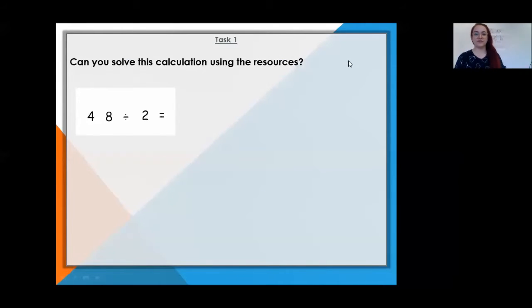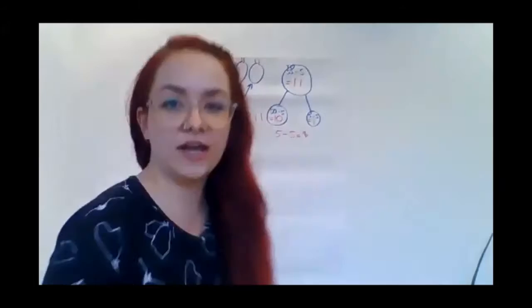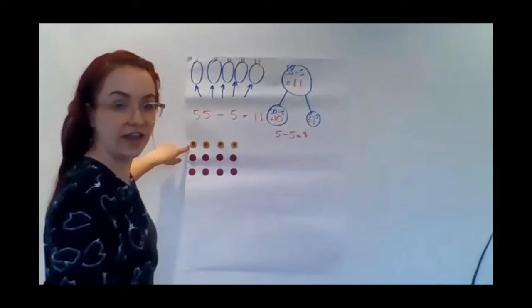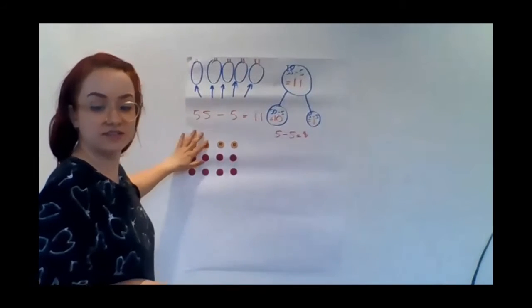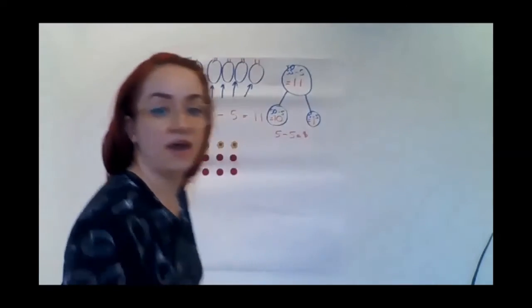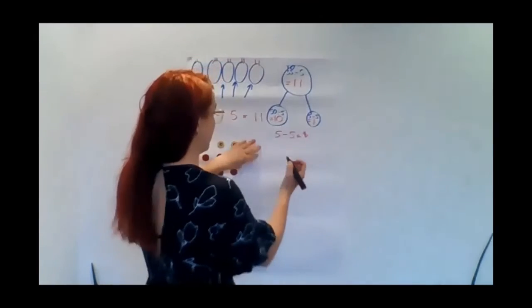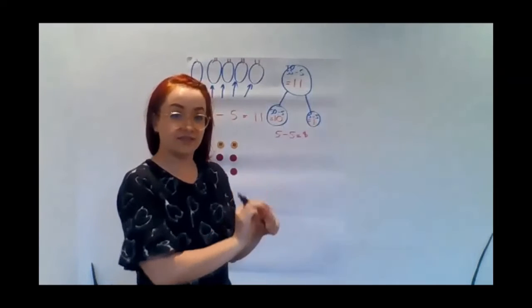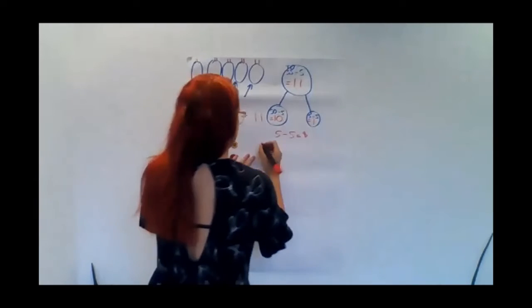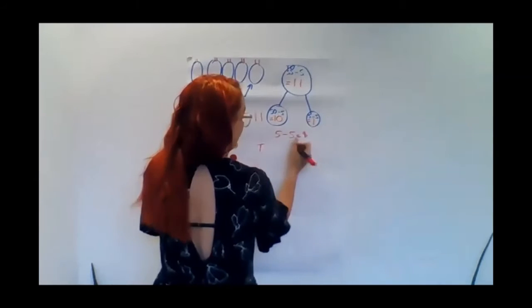Okay, for this one it says, can you solve this calculation using the resources? So behind me, I've already got out 48, and it says divided by 2. This is very similar to one that we already did together. So you can decide how you want to do it. I'm actually going to use the place value table to do this one. So I'm just going to draw that out. We've got our tens and our ones column.